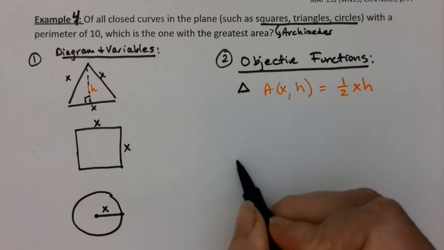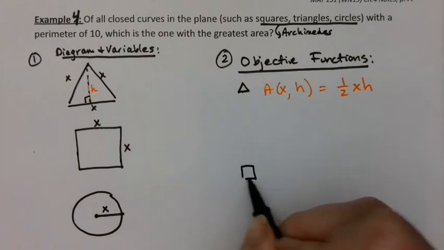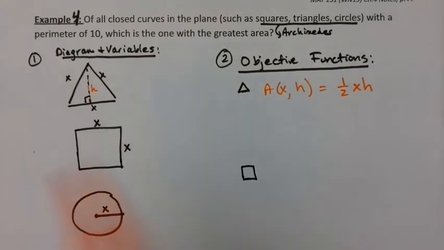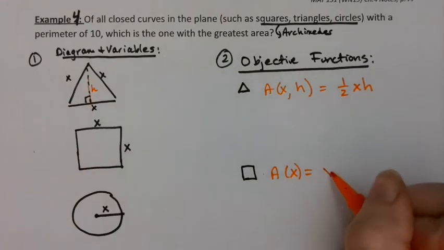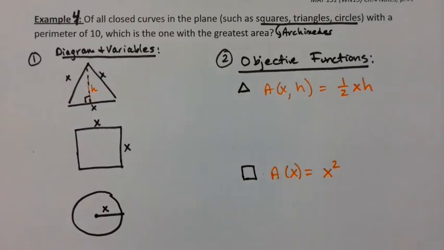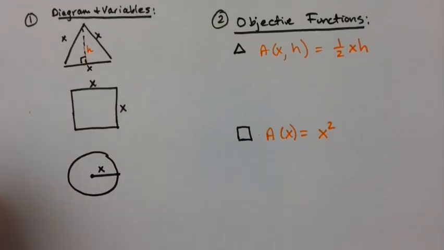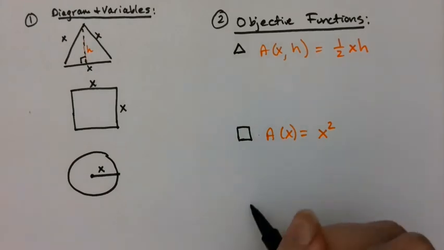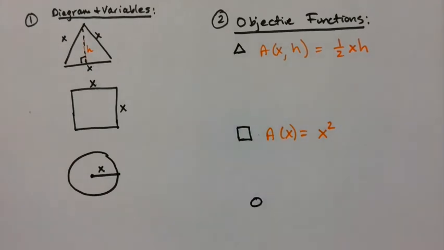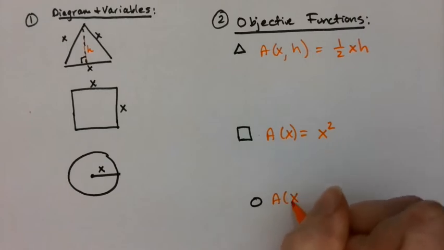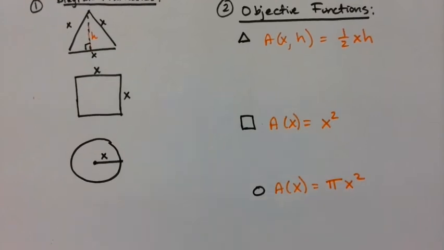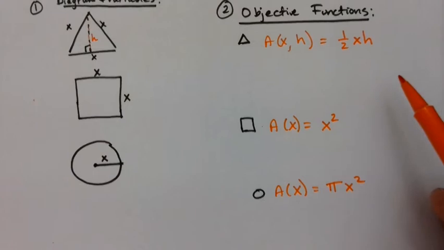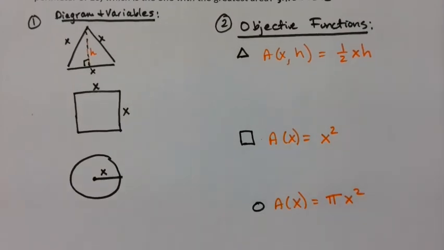So the square has area, and it's actually already just a function of x because it's x squared. Easy, right? So I don't even need a constraint on that one. And then a circle, the area function is also a function of x, because it's pi x squared. By naming x my radius, I made things easy. So the hardest one is actually the triangle. The triangle is kind of a pain.